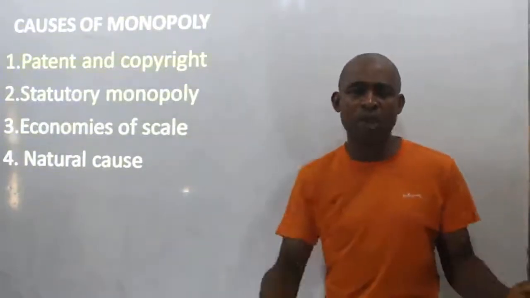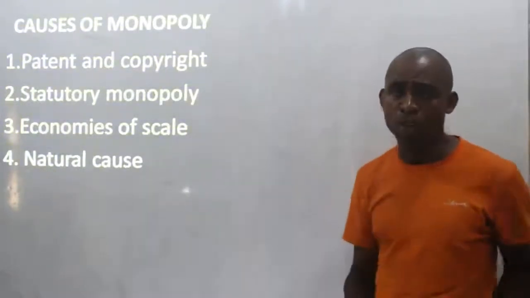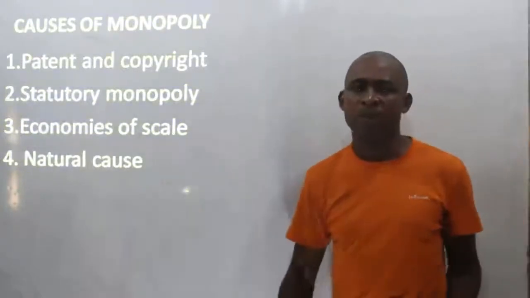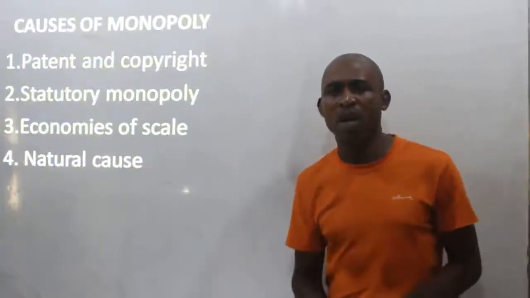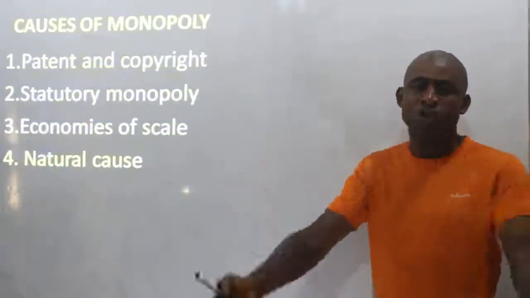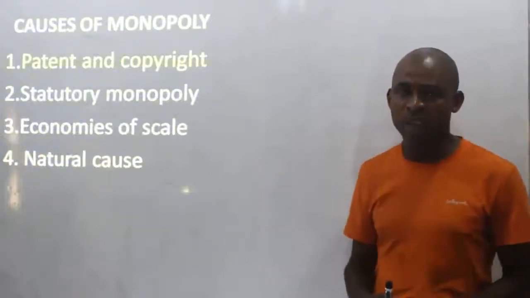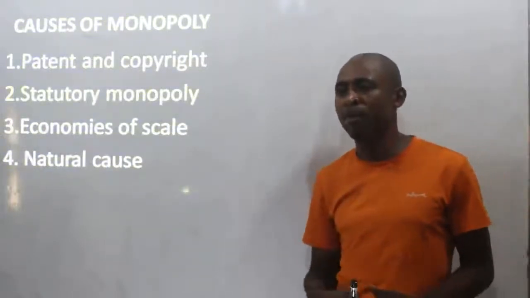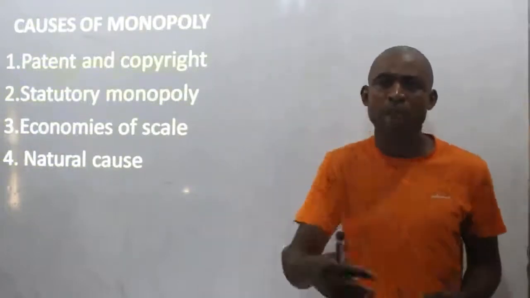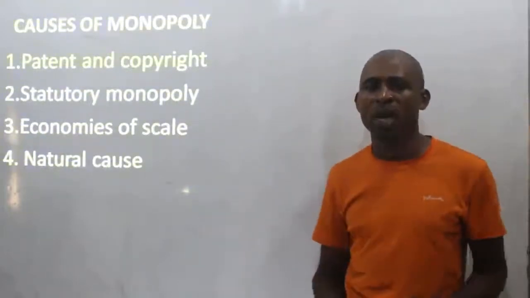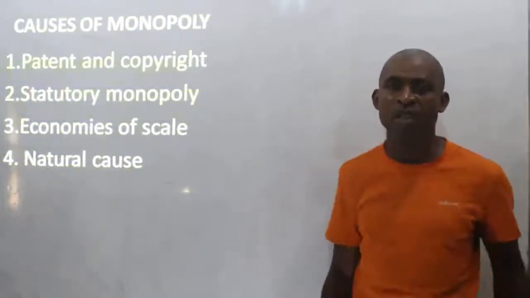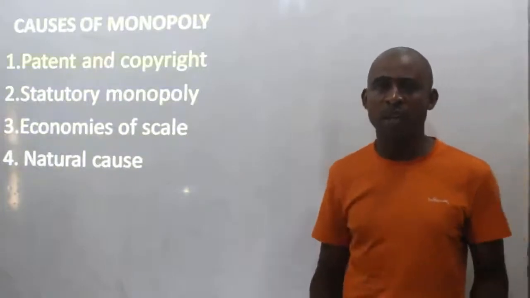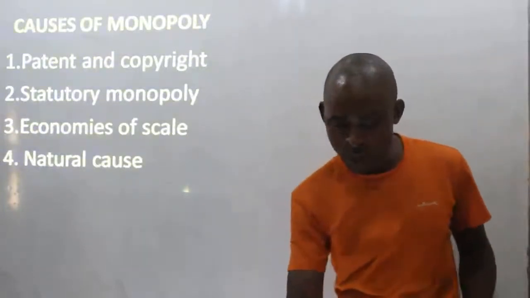So the next one is natural monopoly. Nature can cause monopoly. A particular area can be blessed or endowed with a particular natural resource that gives that area the monopoly of producing that particular commodity. For example, at a point in time, Jos enjoyed the monopoly of producing tea, because tea naturally is found in Jos Plateau.